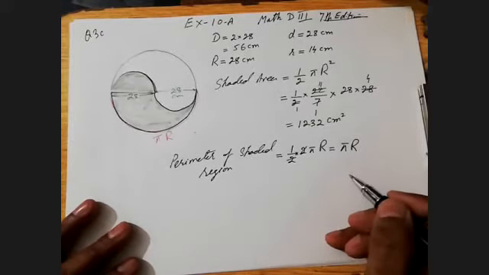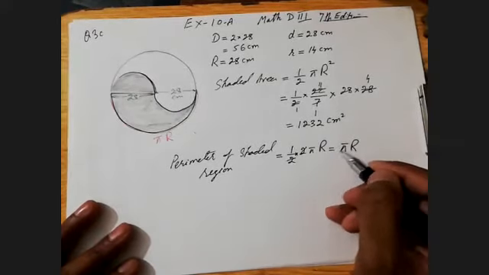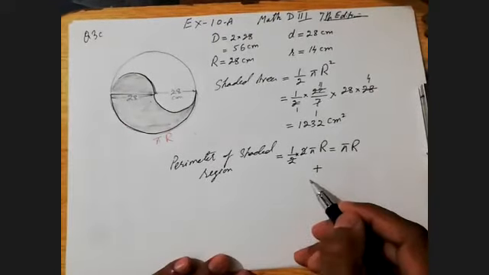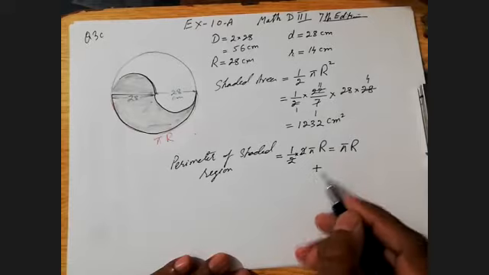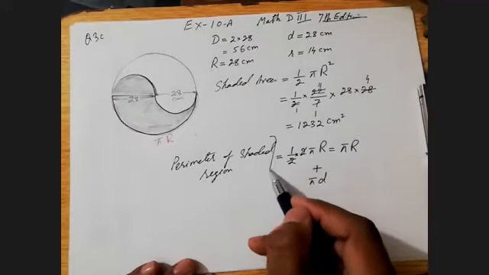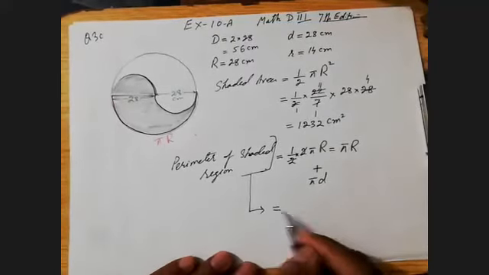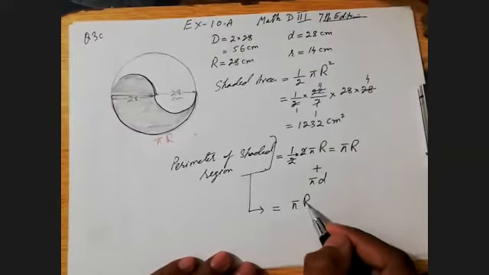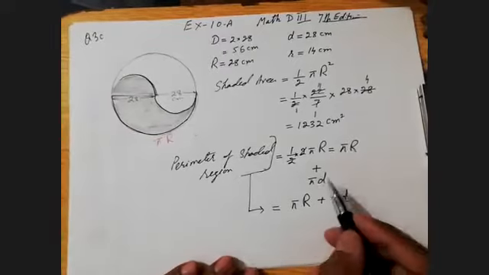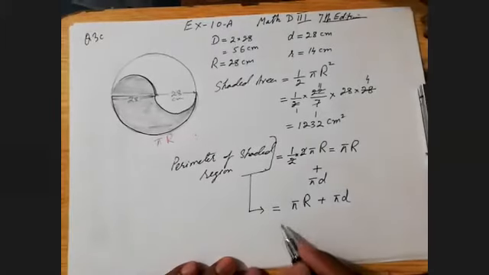Plus, then in this you will have to add the circumference of the smaller circle, which is pi d or 2 pi r, whichever way you can apply. Pi d I am applying. So as far as the full perimeter of the shaded region is concerned, we can write pi r plus pi d. Okay, pi d, because pi d is the circumference of the smaller circle.